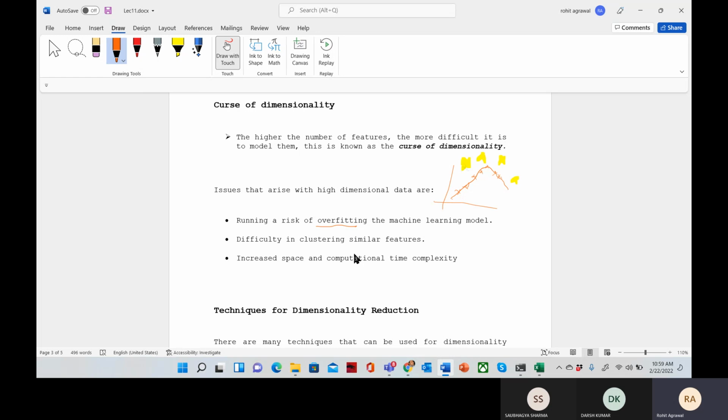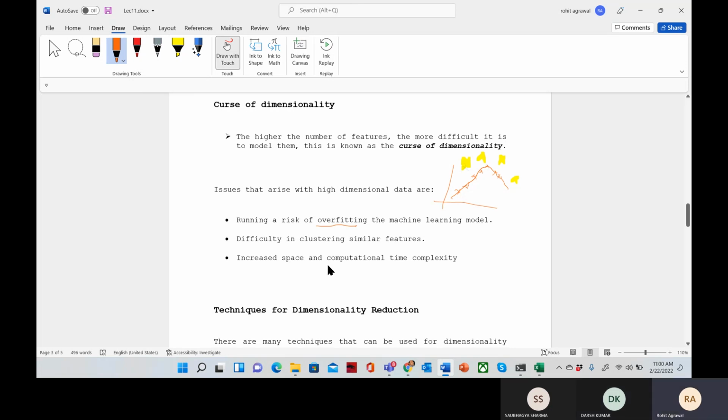Another situation is in the case of clustering. There may be difficulty finding the nearest or similar features, so in that case you may have a problem. The last one we already discussed: it is computationally very expensive. You need a lot of space and computational power for building your model. Okay, so this is clear. What is the curse of dimensionality? What are the issues with high dimension data?